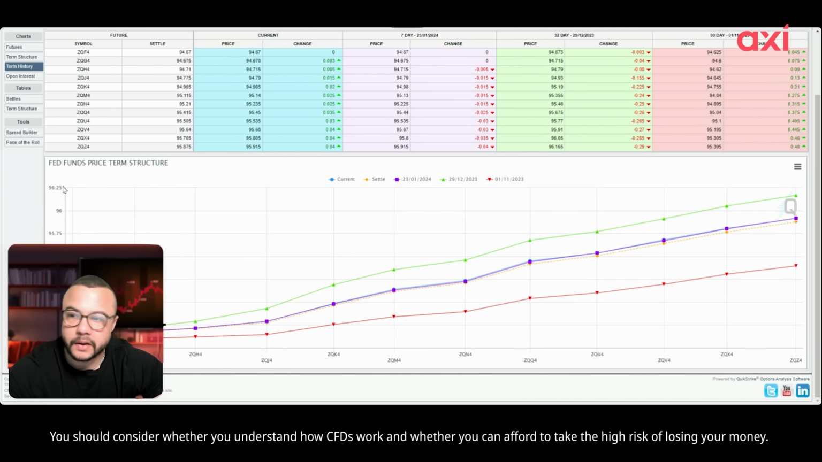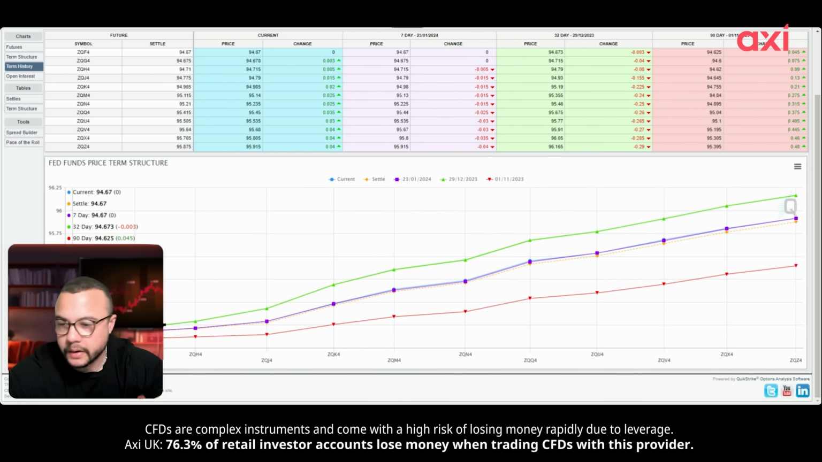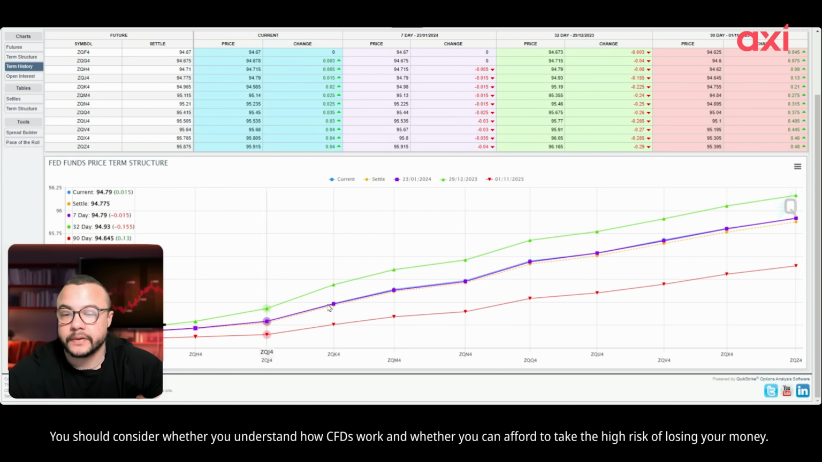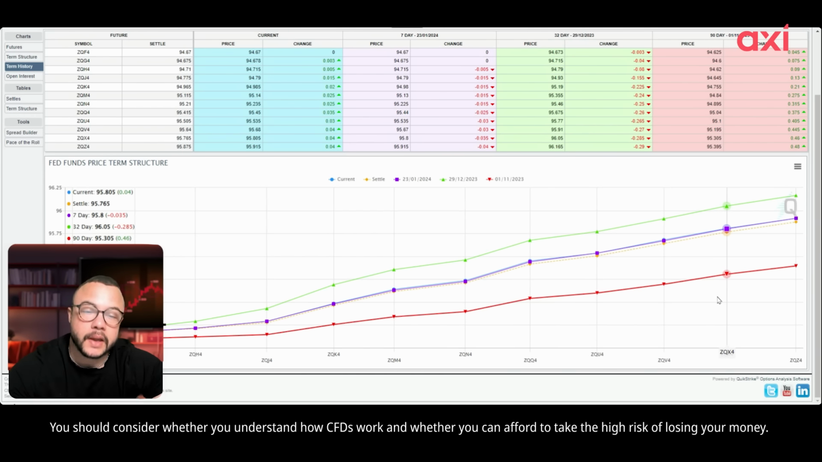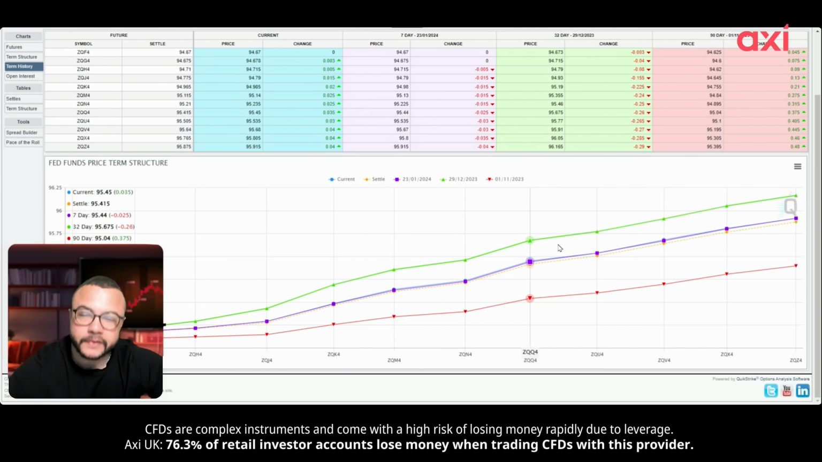Because all you do is take 100 and then minus off 94.67, and then it's in between there, okay? But you can see here that we're predicted basically for interest rate cuts through 2024. This is a slope to the upside. If it were downward sloping, you'd be predicting hikes, okay? So this is a fantastic indicator as well of the bond market.